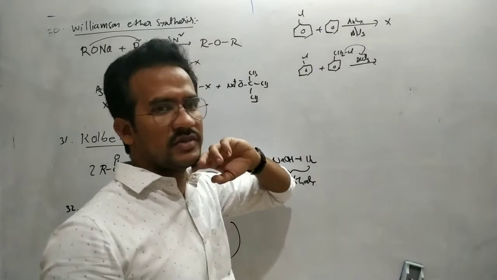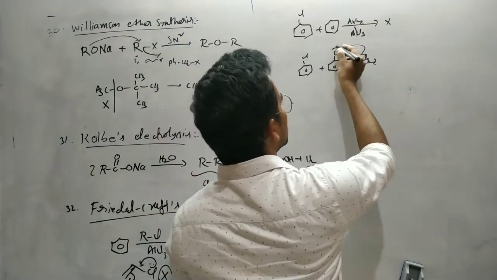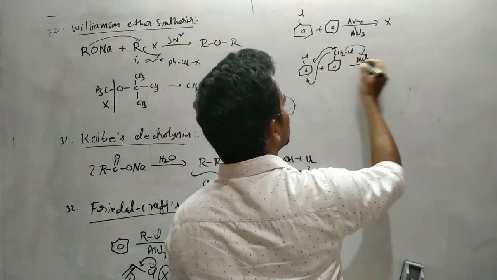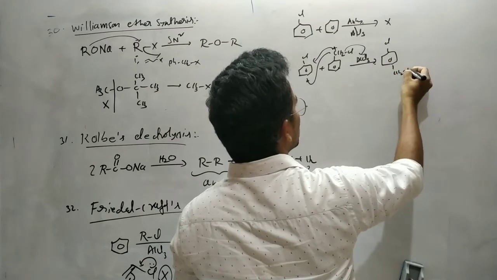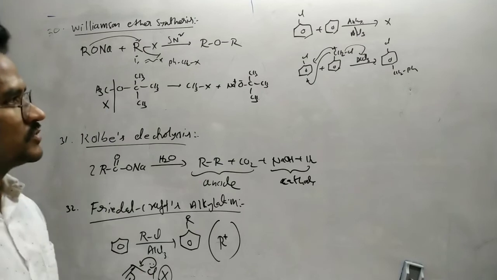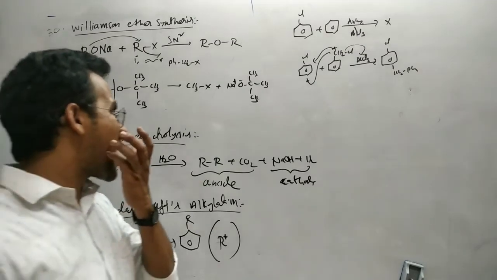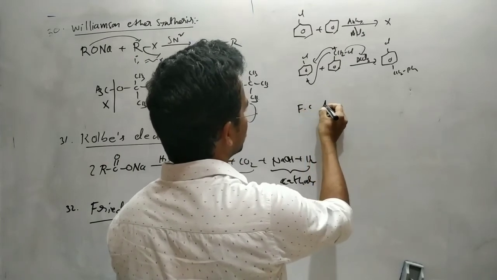As a result, the benzyl carbocation is produced. Chlorine is ortho para directing, so the electrophile CH2+ attacks at the ortho position or para position. So the product is Cl-C6H4-CH2-Ph. It is an alkylation reaction. That's it. Next, the Friedel-Crafts acylation reaction.